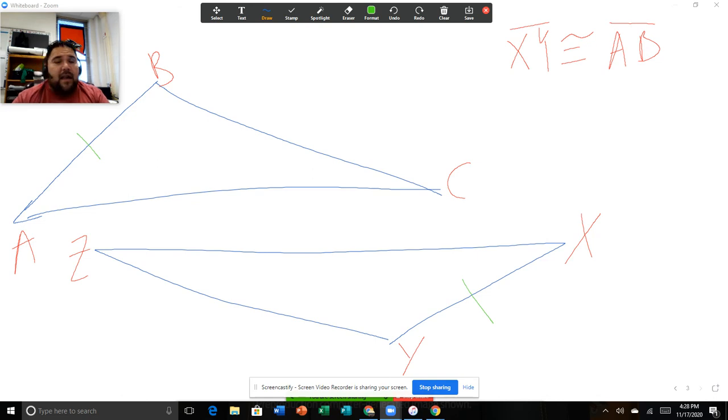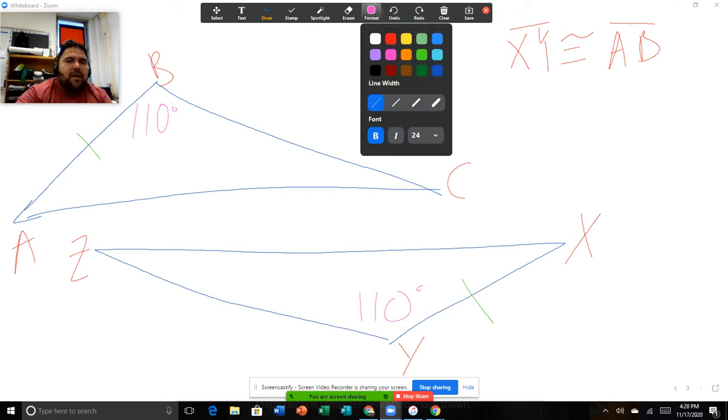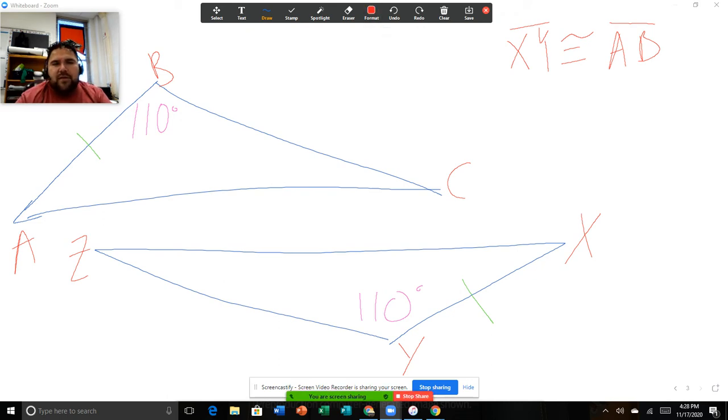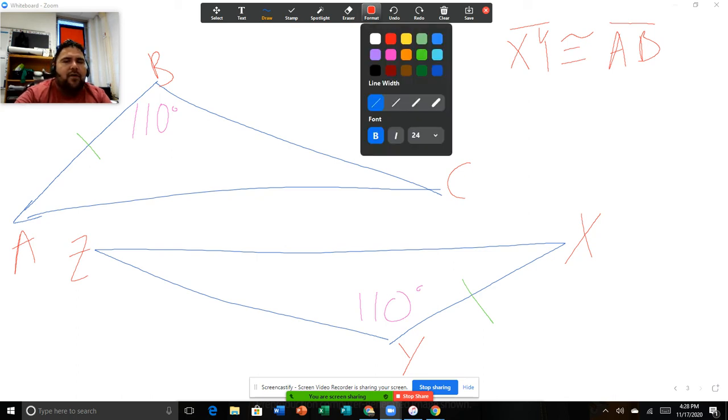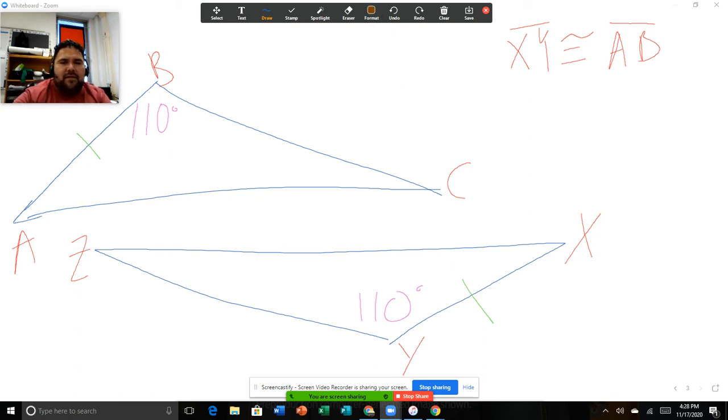Okay. And then I might throw you guys a curve, right? I might throw you guys a little wrench, right? I might say that angle B is 110 degrees, and I might say that angle Y is 110 degrees, right? Now, if this situation were to arise, right, based on that information, you know something, right? The two angles are equal to each other. So that means, guess what? They're congruent to each other. So this is a hidden piece of information. Angle B is congruent to angle Y. Okay. But it's there, it's labeled.